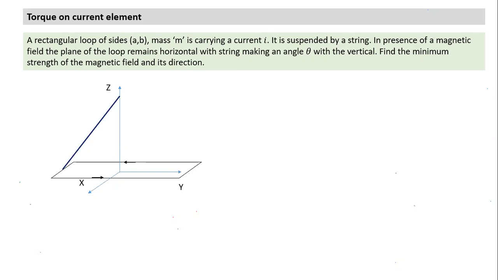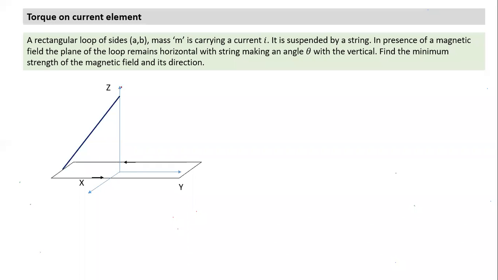Just read the question carefully before we solve this. So you understand this is a rectangular loop. One side, by the way, we can take anything. Let's say this side is A, the other side is B. It has current flowing through it. Okay, it is suspended by a string. I will take this as a midpoint, and from here it is suspended at a point which is vertically above the center of mass. This is how it is suspended. So the center of the entire rectangular loop coincides with the origin.